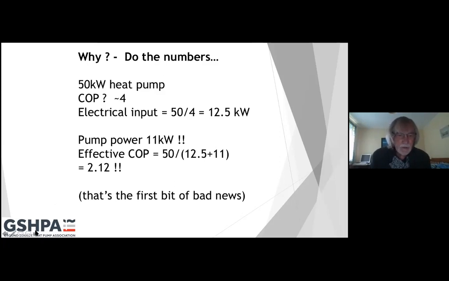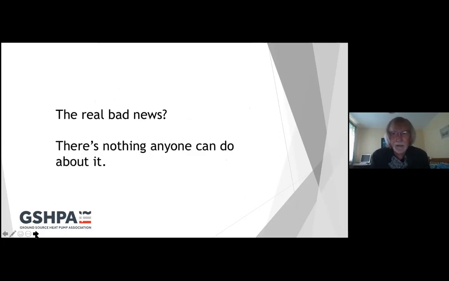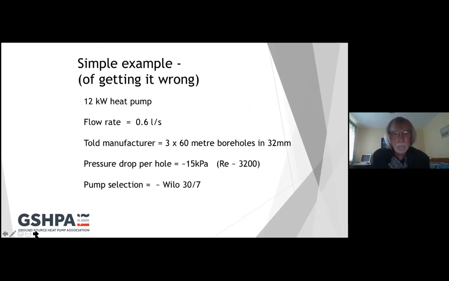And that's just the first bit of the bad news. The reason someone was calling was to ask, can you fix it? And the answer is no. It's too late at this point. All that hydraulics impact is in the ground loop that's been installed underground. The only way you could resolve it is dig the whole lot up and start again.